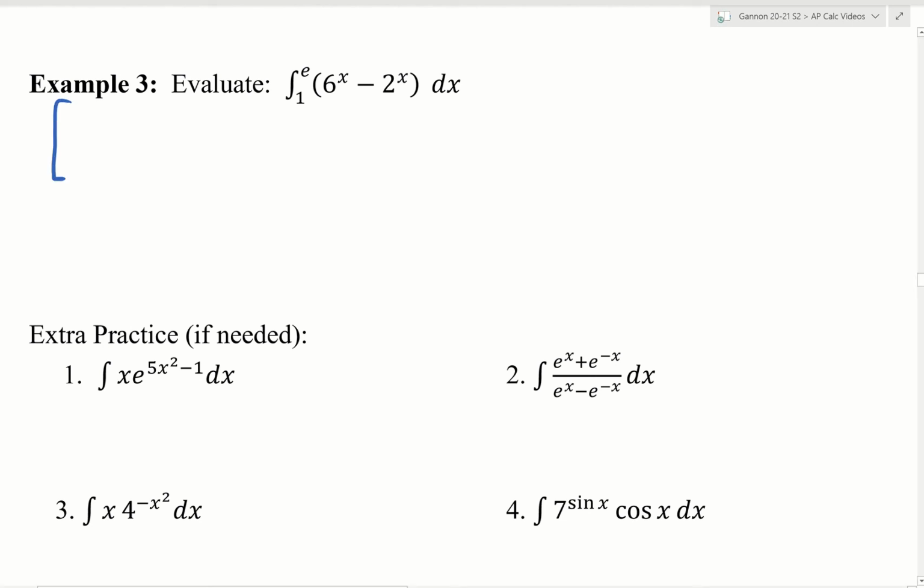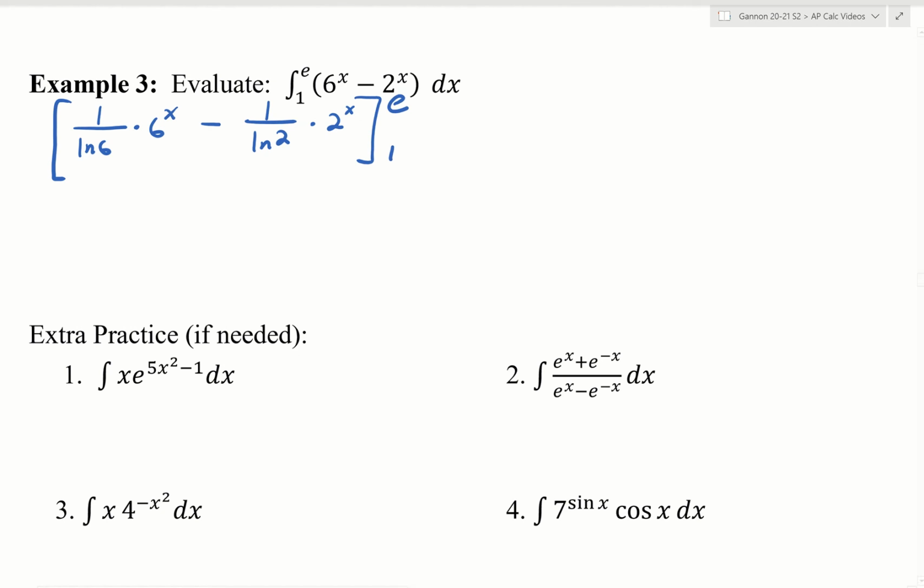So let's go ahead, and if we take the integral of 6^x, we're going to get 1 over the natural log of the base times the function, minus, when we take the integral of 2 to the x, we get 1 over the natural log of the base times the function. We are evaluating from 1 to e.